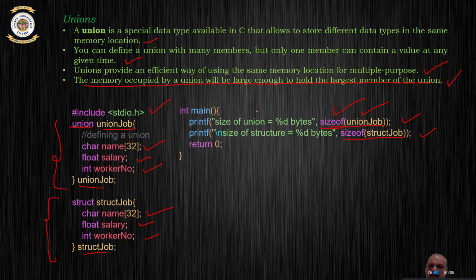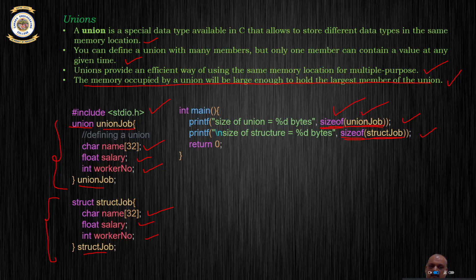So I am not instantiating any object from these two data types. What I am doing is just finding out the size of memory the compiler would allocate if I create an object or variable out of the union job, and the size of memory the compiler would allocate if I create an object or variable out of the struct job. You can also create the object and use sizeof on it, or if you just want to know the memory requirement, you can directly use sizeof on the data type itself.